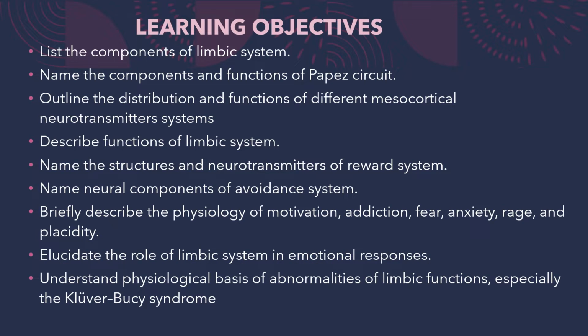Learning objectives are listing the components of the limbic system, the components and functions of the Papez circuit, and outlining the distribution and functions of the different mesocortical neurotransmitter systems. We will also describe the functions of the limbic system, the structures and neurotransmitters of the reward system, the neural components of the avoidance system, and the physiology of motivation, addiction, fear, anxiety, rage, and placidity. We will cover the role of the limbic system in emotional responses, and understand the physiological basis of abnormalities of limbic functions, especially the Kluver-Bucy syndrome.